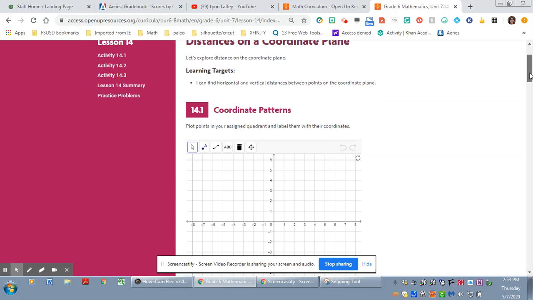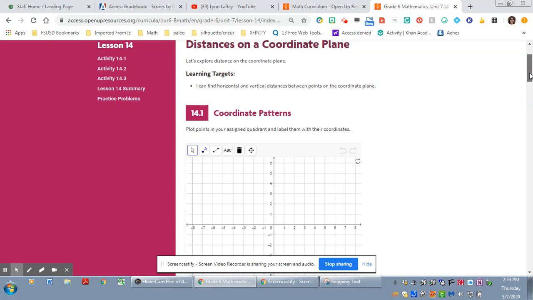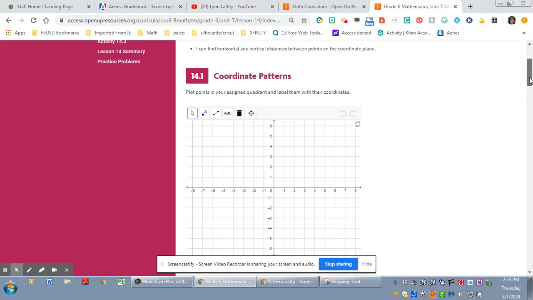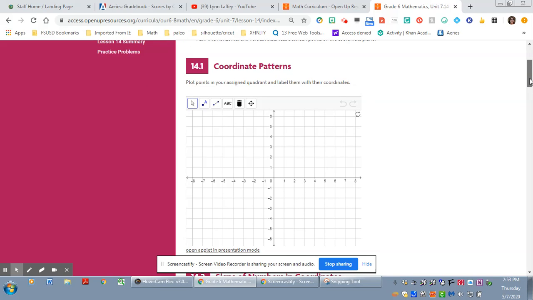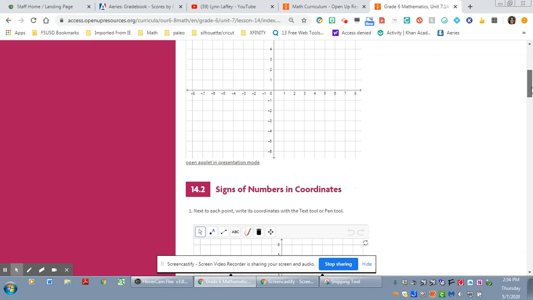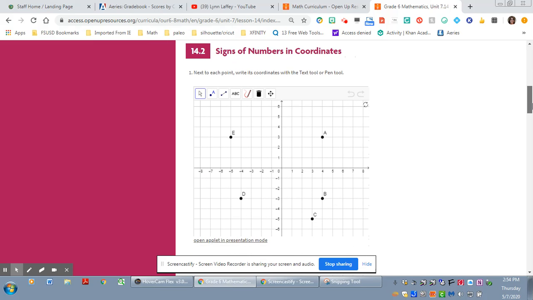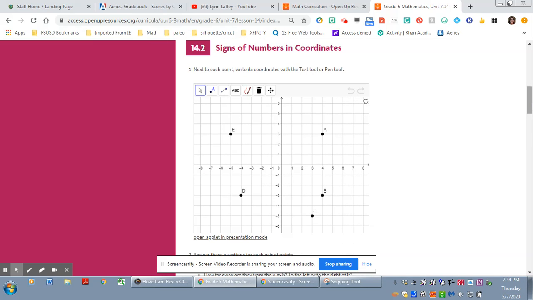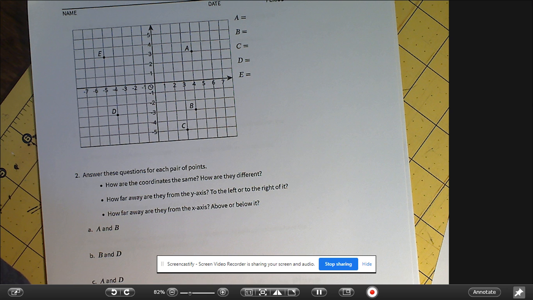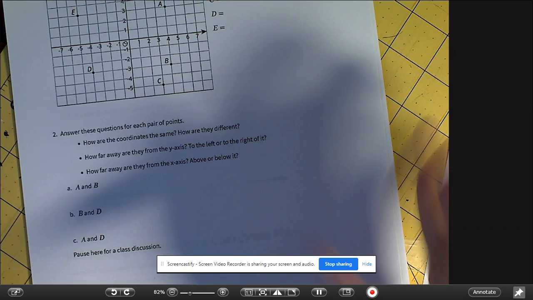So, we're actually going to skip 14.1. If you want to go in and play with that on the computer, you can. It's practicing plotting points in the quadrants, and that's something you can do on your own. So we're going to skip over to 14.2, signs of numbers and coordinates, and I'm going to use my paper version to show how to do this.